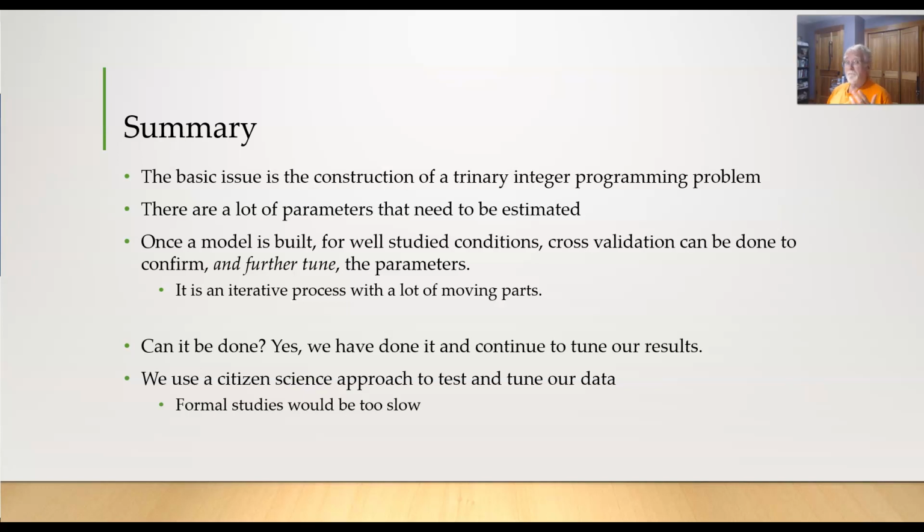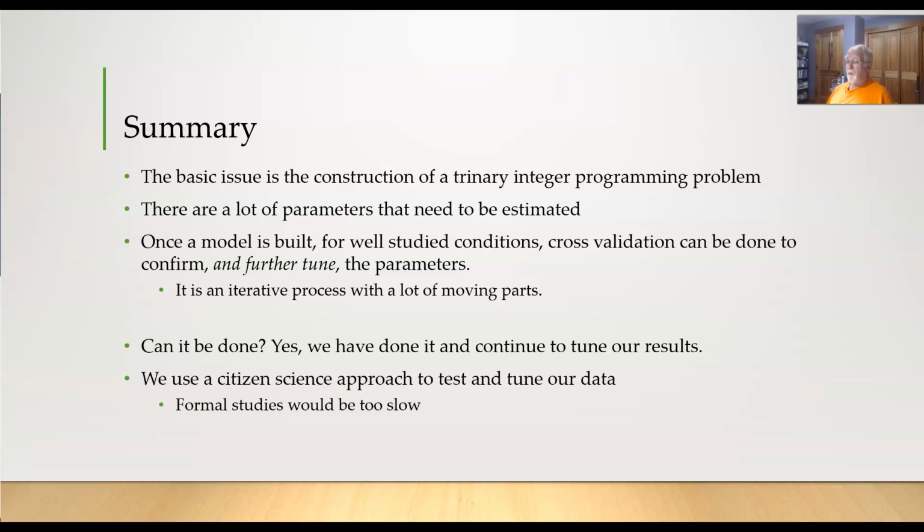Can it be done? Answer is yes. We have done it. And we continue to tune our results, but we have done it, as in we are consistently getting positive results for different conditions where people have not made progress for, in some cases, years. Suddenly they are starting to improve.